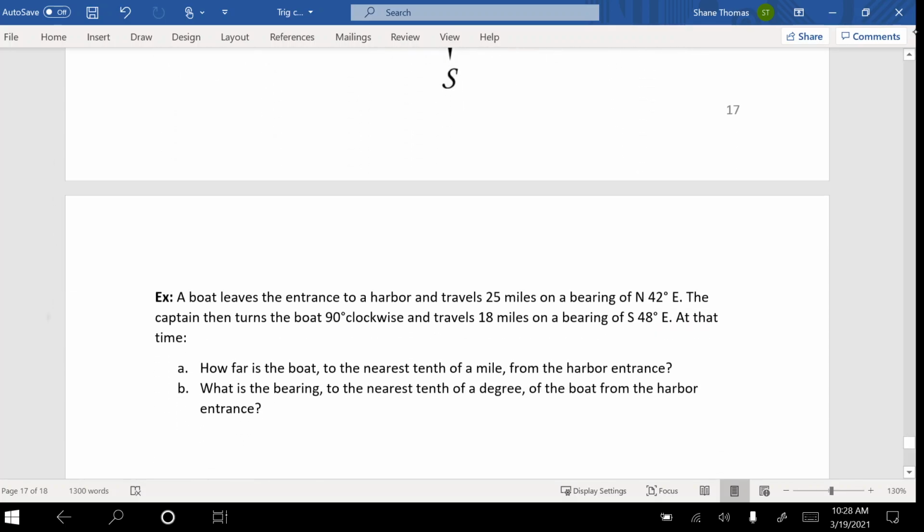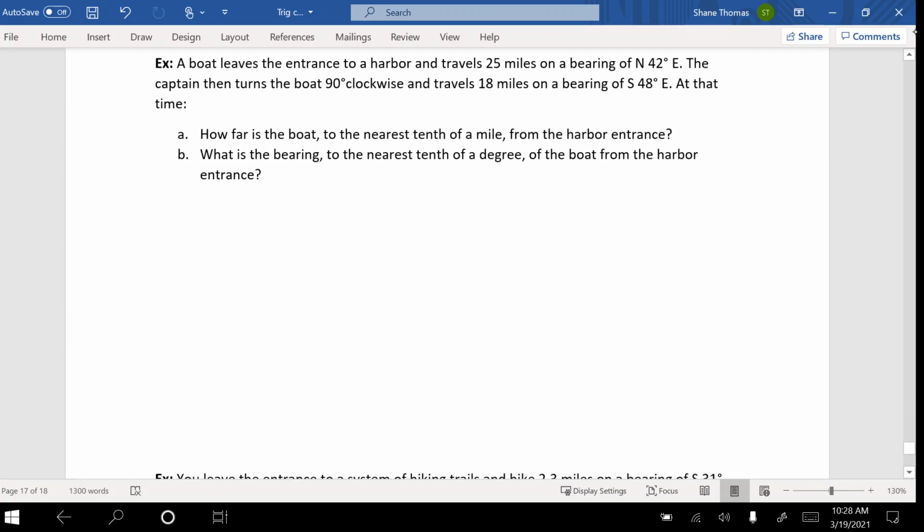We got 2 minutes. We got time. I want to do this problem yet. Otherwise, you'll be lost on your homework. So a boat leaves the entrance to a harbor and travels 25 miles on a bearing of north 42 degrees east. Captain then turns the boat 90 degrees clockwise and travels 18 miles on a bearing of 48 degrees east at that time. How far is the boat to the nearest tenth of a mile from the harbor entrance? What is the bearing to the nearest tenth of a degree of the boat from the harbor entrance?